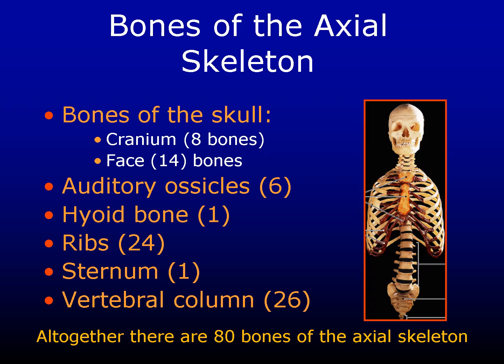Altogether, there are 80 bones that make up the axial skeleton. These include the 22 bones that comprise the skull, 6 ear bones or auditory ossicles, 3 per ear, 1 hyoid bone, which does not have a direct articulation with any other bone, 24 ribs, 1 sternum, and 26 vertebrae.